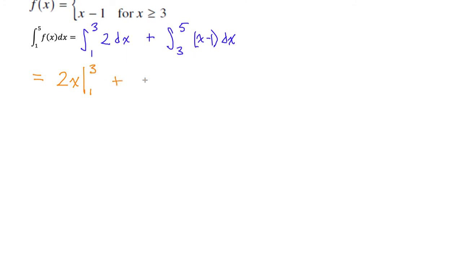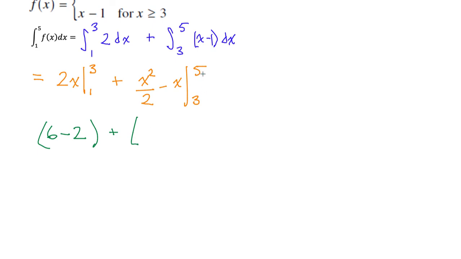Next, we have antiderivative of x is x squared over 2. Antiderivative of minus 1 is negative x. Evaluation bar between 3 and 5. Let's go ahead and plug these in. When I plug in 3, I'm going to get 6 minus whatever happens when I plug in 1. 1 gets plugged in for x, and I get 2. So that was that left piece. I'm going to add this to the right piece.